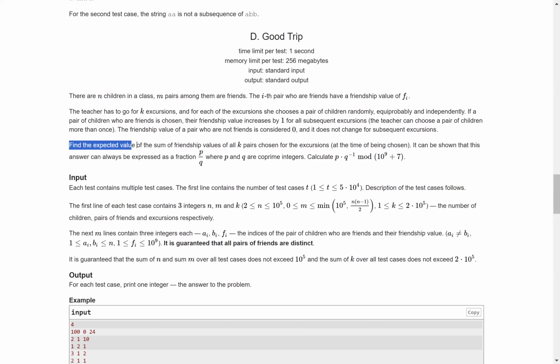And we have to find the expected value of the sum of friendship values of all k pairs chosen for the excursions at the time of being chosen.